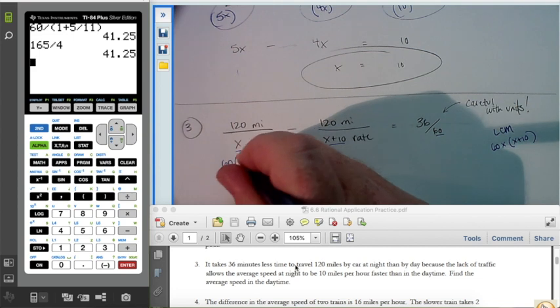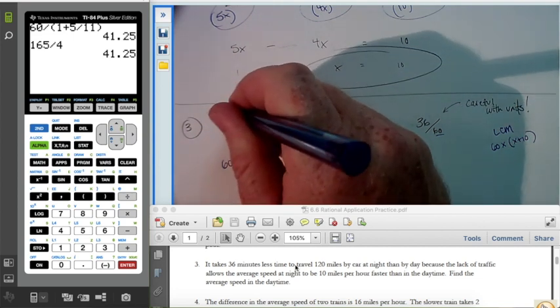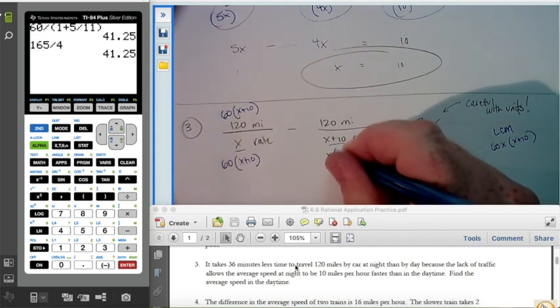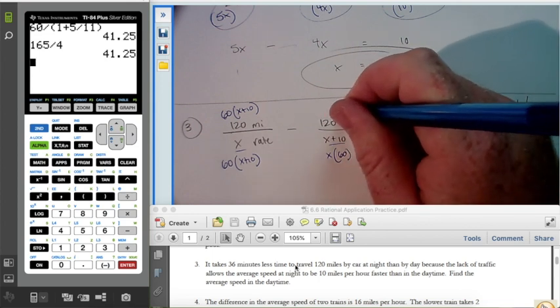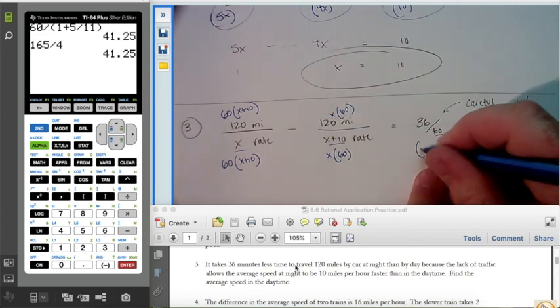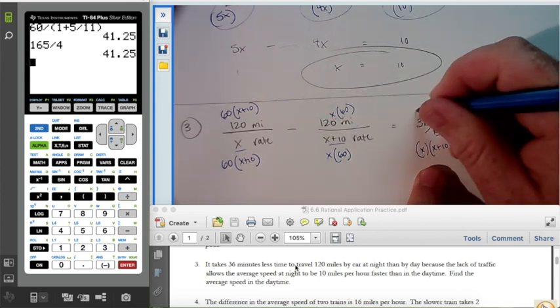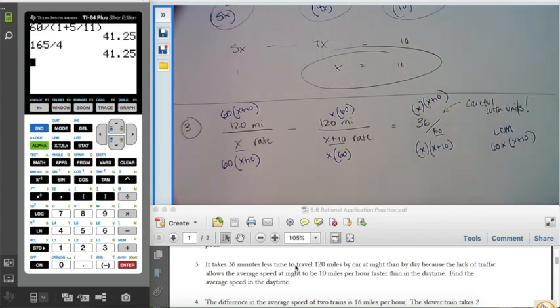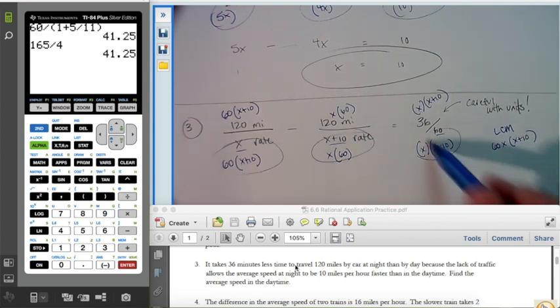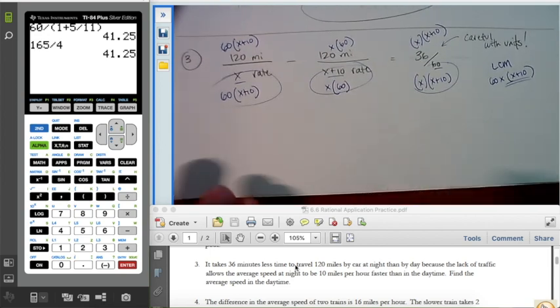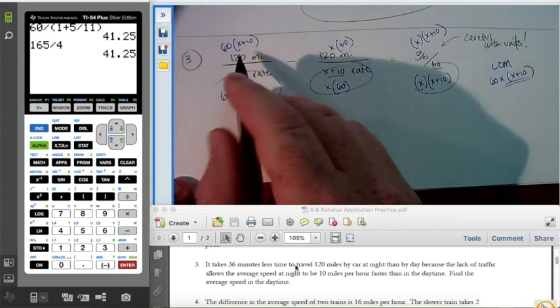finding a least common multiple. So I'm going to get every single denominator to have an x, a 60, and an x plus 10 in it. So that takes a minute. And don't get scared, these values are going to get a little big, but each denominator now has a 60x and an x plus 10 in it. So now I just need to deal with the numerators.